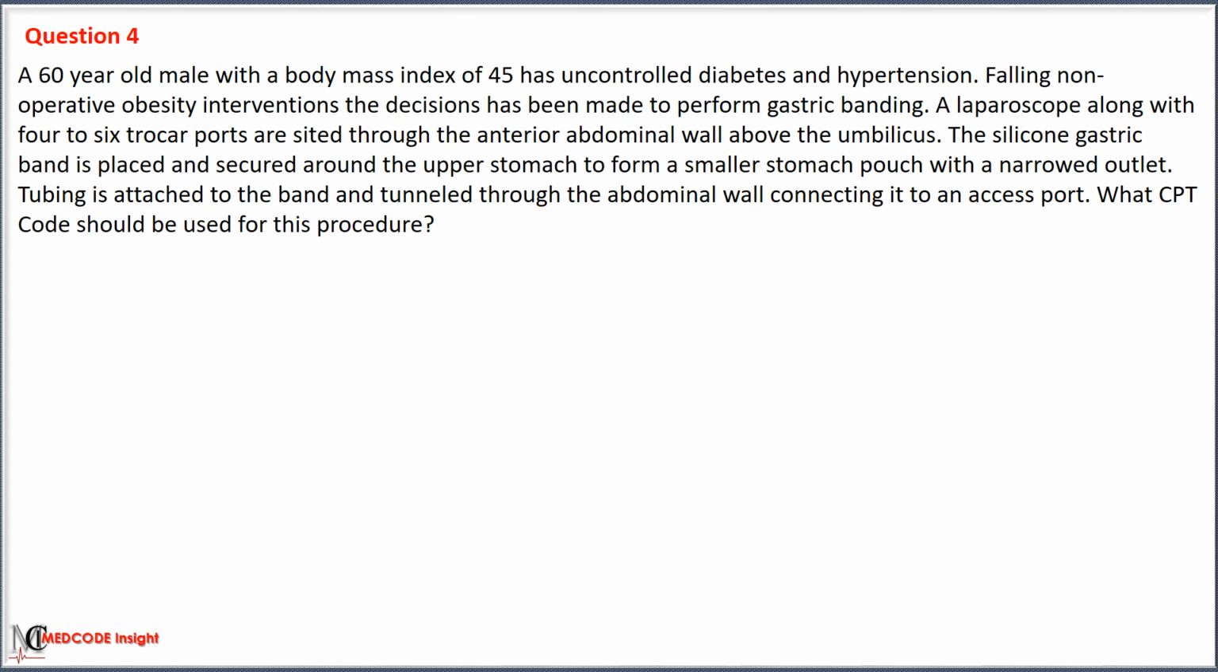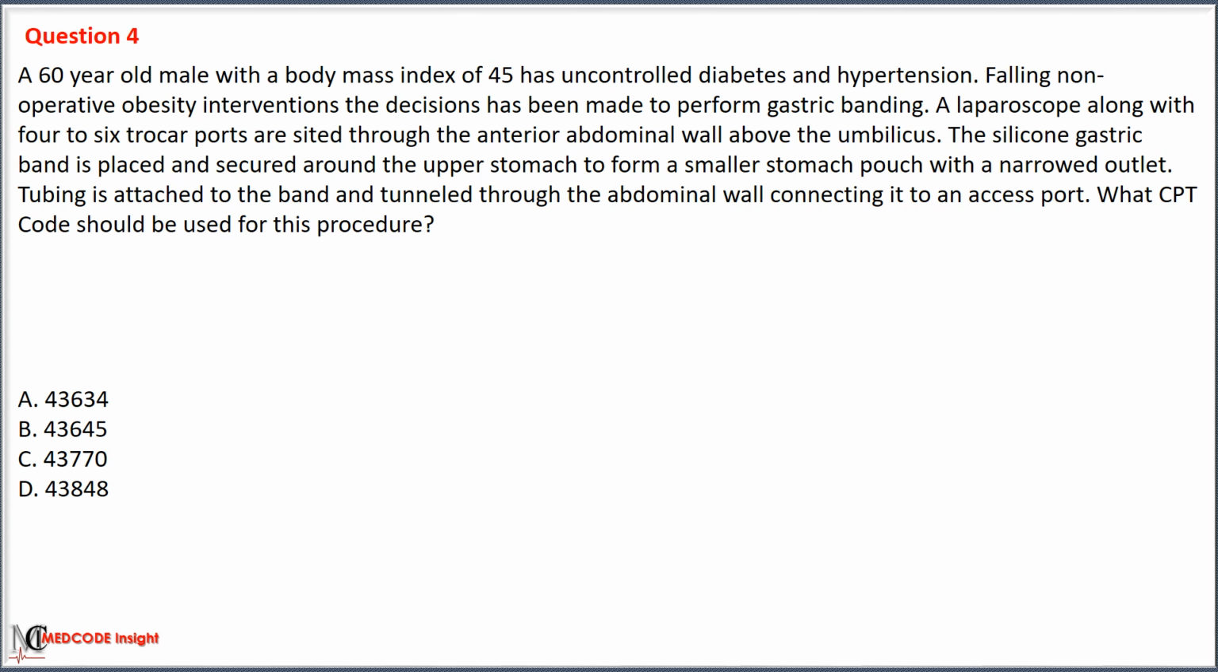A 60-year-old male with a body mass index of 45 has uncontrolled diabetes and hypertension. Following non-operative obesity intervention, a decision has been made to perform gastric banding. A laparoscope along with 4 to 6 trocar ports are sited through the anterior abdominal wall above the umbilicus. The silicone gastric band is placed and secured around the upper stomach to form a smaller stomach pouch with a narrowed outlet. Tubing is attached to the band and tunneled through the abdominal wall, connecting it to the access port. What CPT code should be used for this procedure?